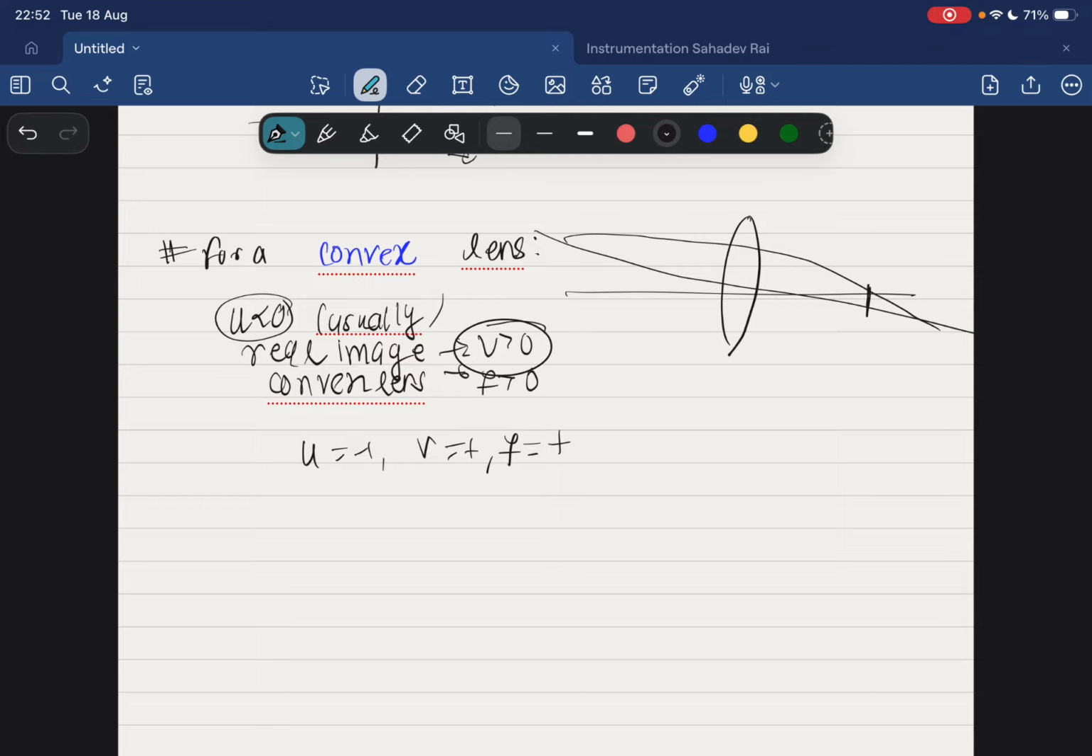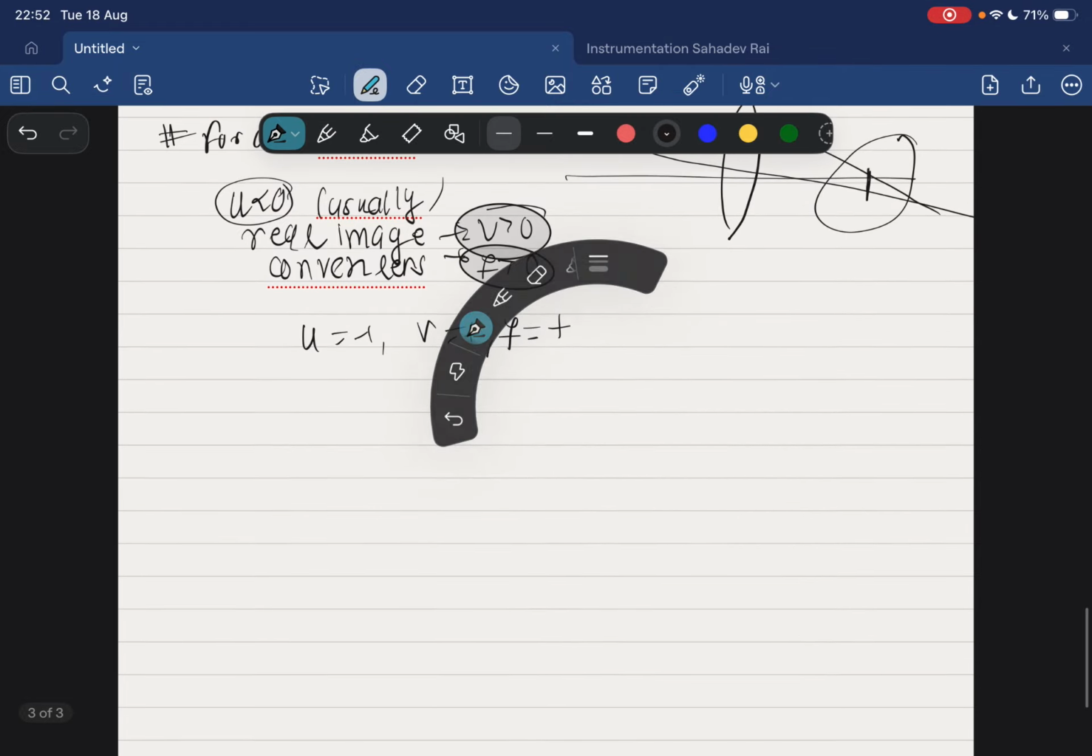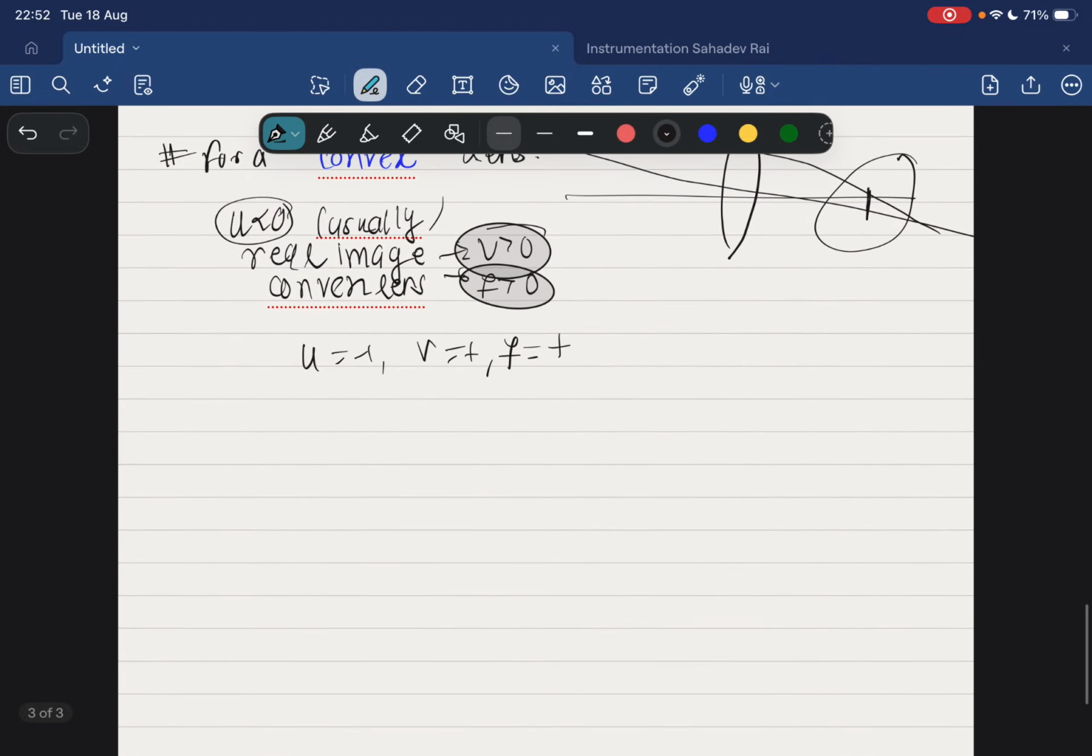Therefore, v is greater than 0. This is going to be the real image. f is greater than 0 for the convex lens. So yeah, this is it. So plus v tells the image is on the right.